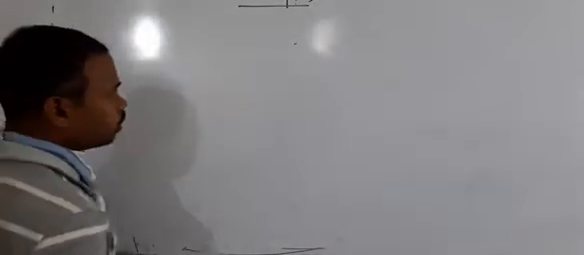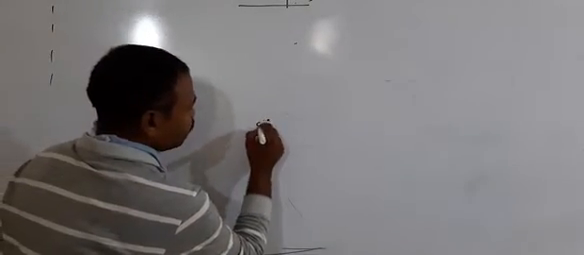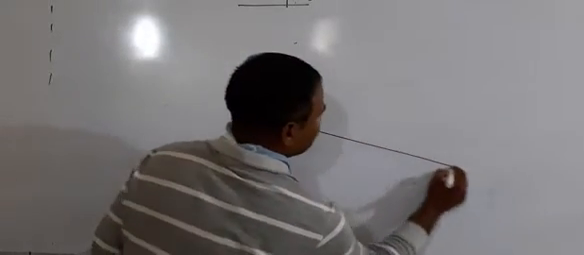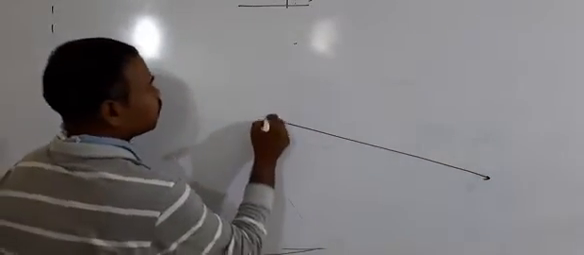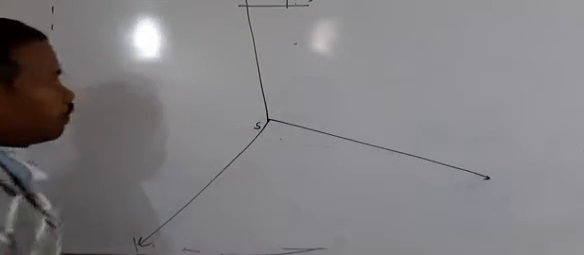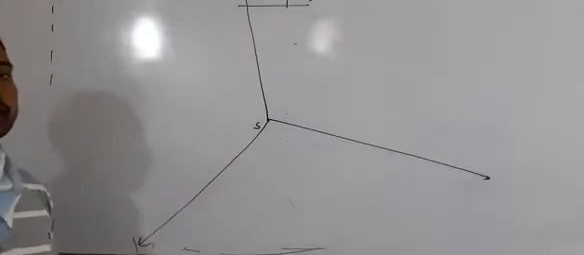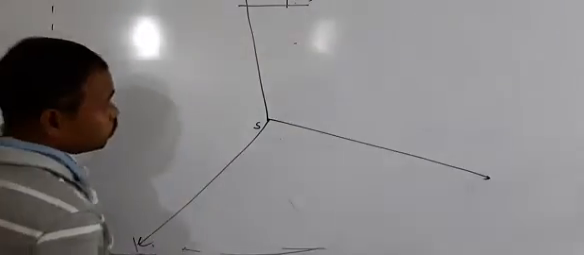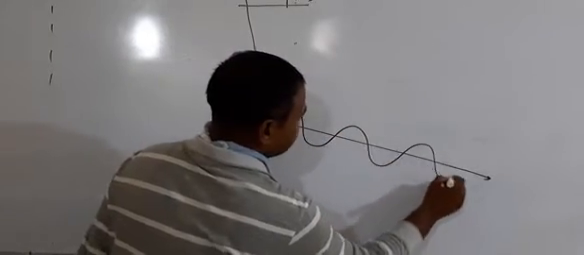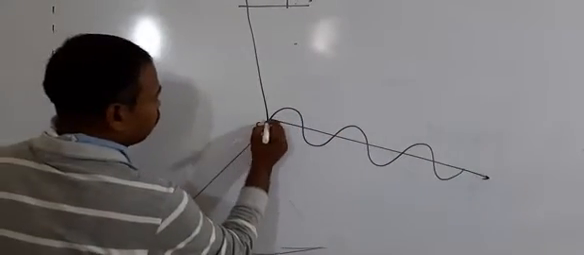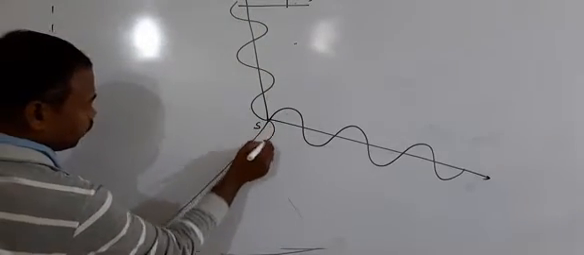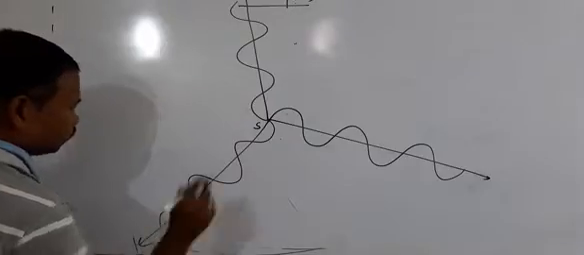For example, suppose I am considering a point source. As you know from ray optics, light is traveling along a straight path like this in all directions, in the form of a straight line. But in wave optics, you consider light is traveling in the form of a wave like this, in all directions.